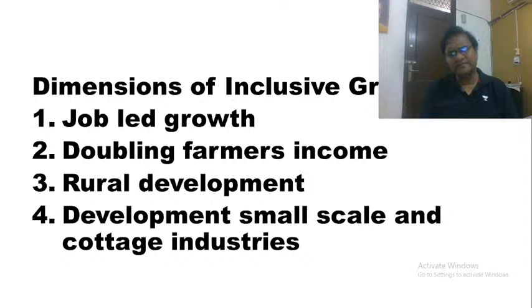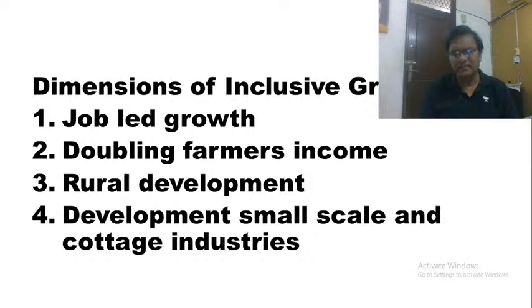Next, farmers' income. Even now, if you look at it, 50% of our employment comes only from agriculture. Even though the contribution of agriculture in our GDP is coming down drastically, the number of people dependent on agriculture is still very, very high. Right? 50% of our employment is provided by agriculture. So if we have to ensure inclusive growth, we must double farmers' income.